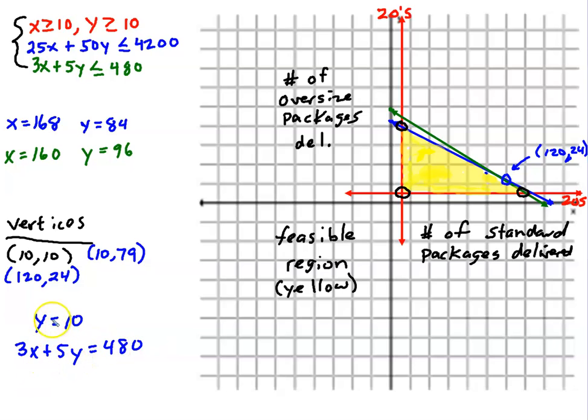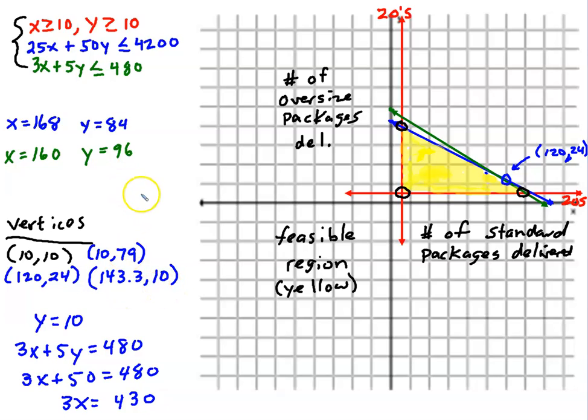Once again, substitution. Y is 10, so 3x plus 50 is 480. 3x equals 430. And 430 divided by 3 is 143.3. All right, so that final vertex right there, bottom right corner, is the point (143.3, 10), that's the x, and the y is 10. Okay, so I hope that made sense how we utilized past knowledge of solving systems to help us identify these vertices where the graph really doesn't make it plain and obvious.